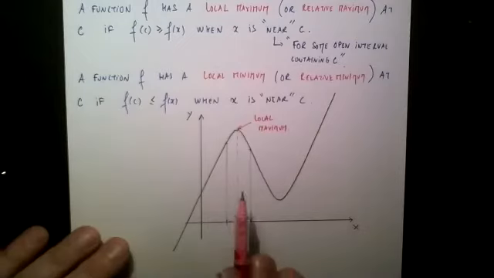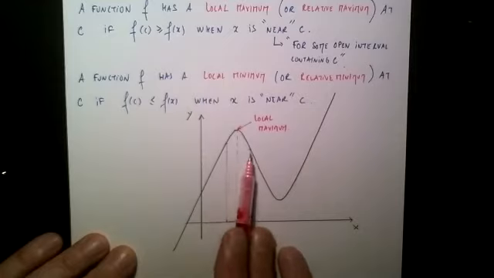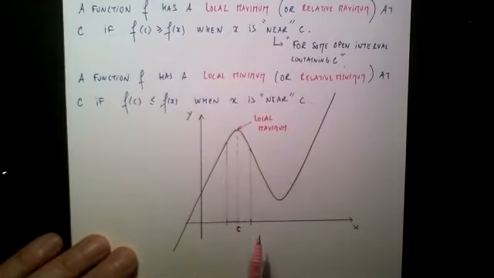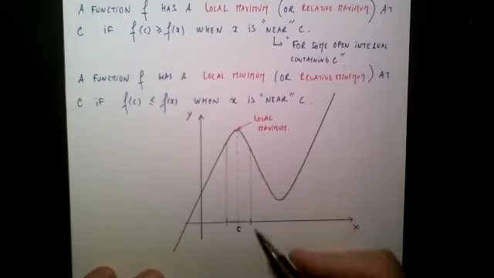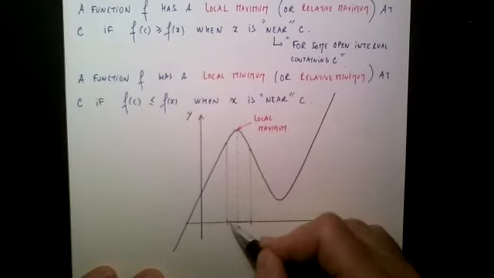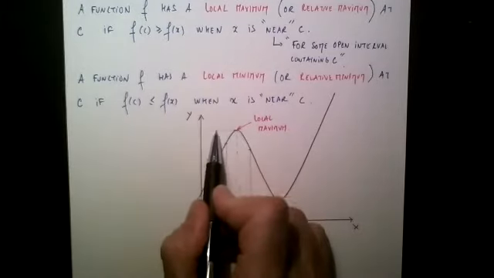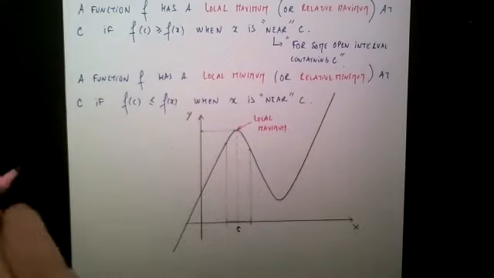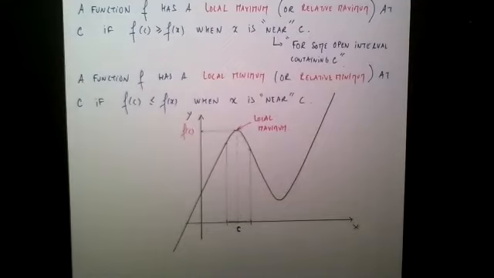Okay, so it's a local maximum at C because I could find a little neighborhood. Neighborhood is a very specific mathematical word. A neighborhood around C, where for all the values of x taken in that neighborhood, the value of the function is always going to be less than a certain value, which is f of c. Do you understand?